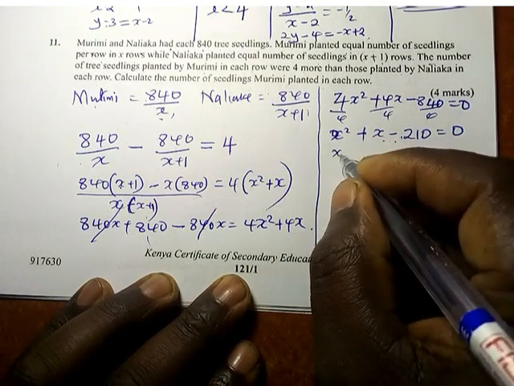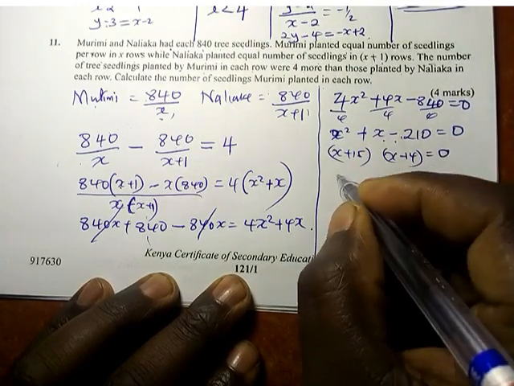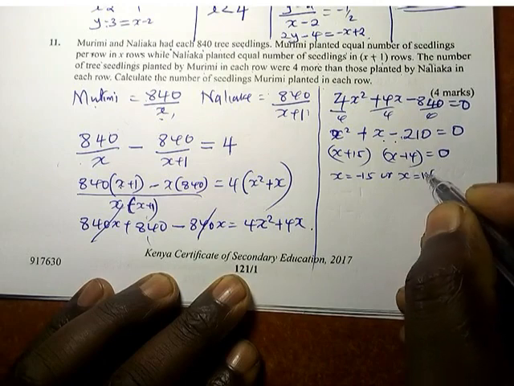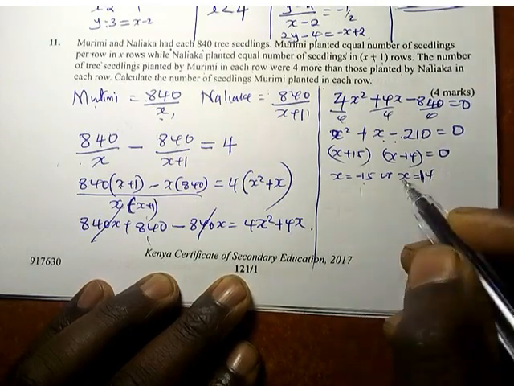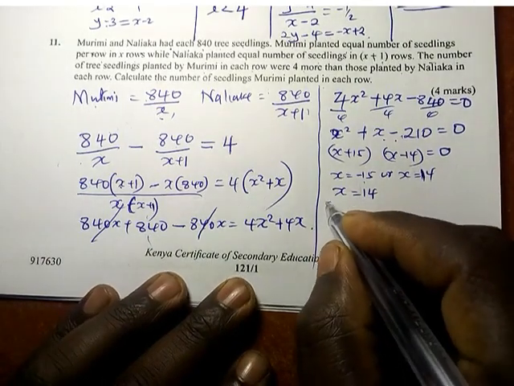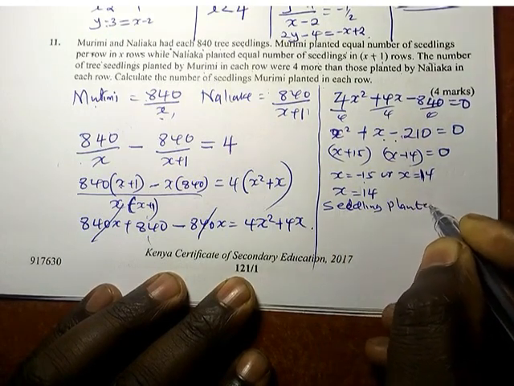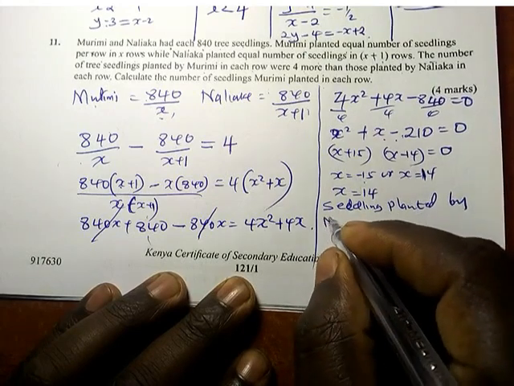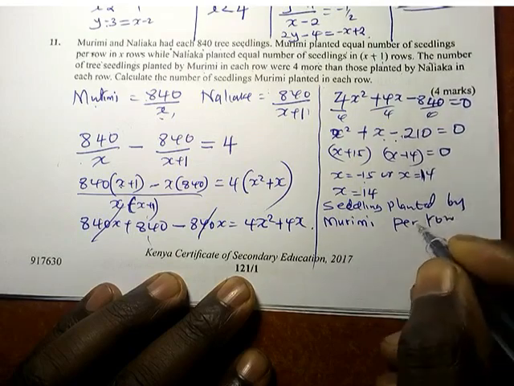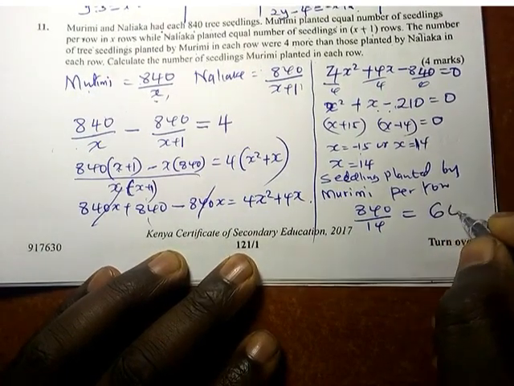Therefore, we have x plus 15, x minus 14, the answer is 0. So x is either negative 15 or x equal to 14. So seedlings planted cannot be negative. Therefore, the correct answer is 14. X is equal to 14. So seedlings planted by Mulimi per row itakuwa 840 divided by 14, and that one will be 60.